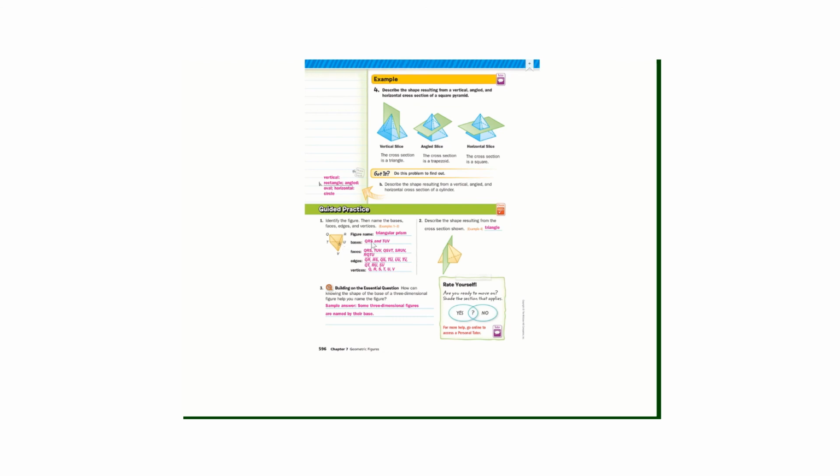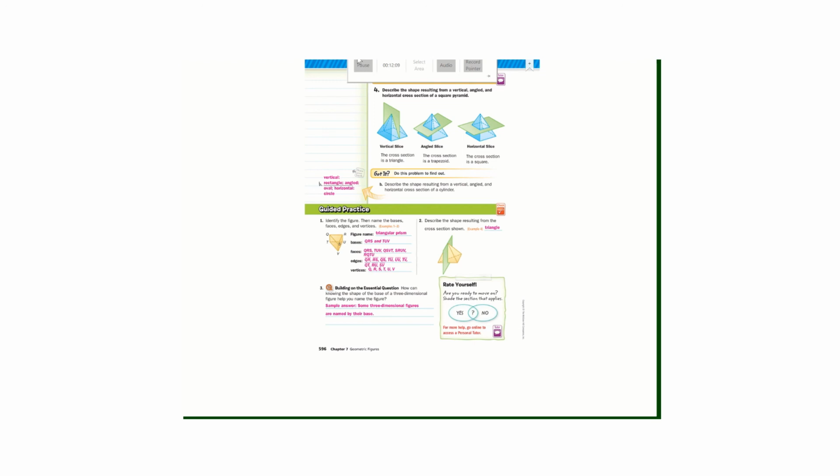Okay, number 1, the figure name, it is a triangular prism. The bases are QRS and TUV, the two triangles, okay? The faces are the bases plus the other sides. So we have QRS, TUV, QSVT, SRUV, and RQTU. Don't have to be in that order. Okay, the edges and the vertices, you can read them there. Pause if you need to, okay?